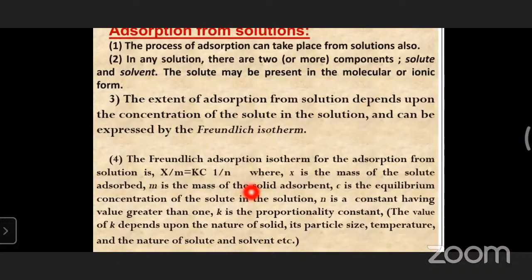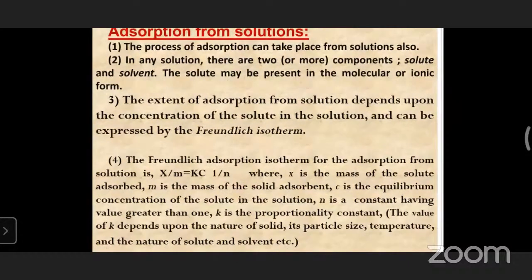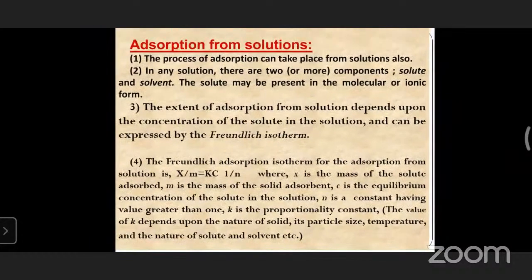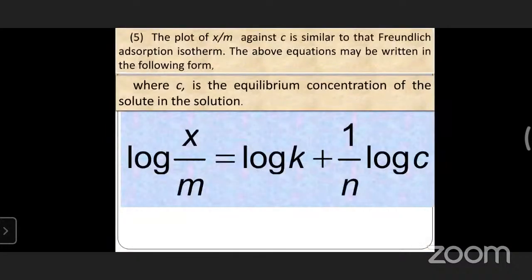The value of k depends upon the nature of the solid we are taking as an adsorbent, its particle size, temperature, and the nature of the solute and solvent. And how do we get the equation here? Let us see. If you draw a plot between x by m values against the equilibrium concentration C, we are going to get the equation: log x by m is equals to log k plus 1 by n log c. But there, in terms of pressure, we got log p.